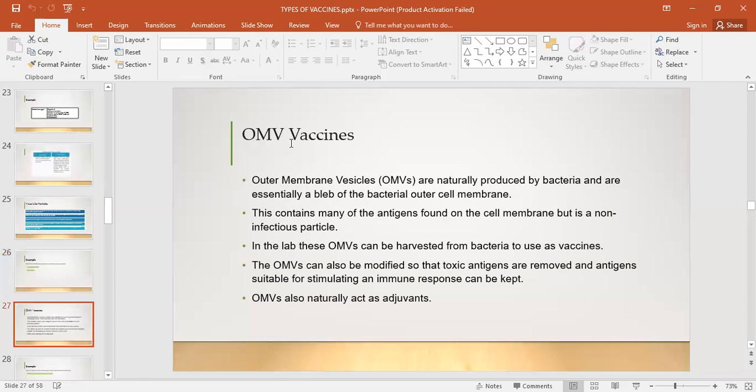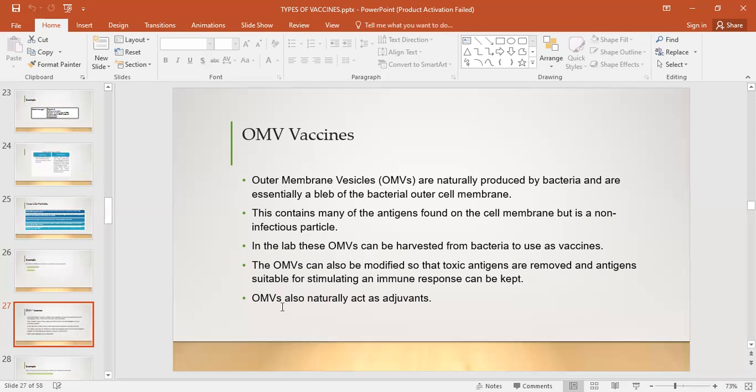Outer membrane vesicles. Outer membrane vesicles are naturally produced by bacteria and are essentially a blob of the bacterial outer cell membrane. This contains many of the antigens found on the cell membrane but is a non-infectious particle. In the lab, these outer membrane vesicles can be harvested from bacteria to use as a vaccine. The outer membrane vesicles can also be modified so that toxic antigens are removed and antigens suitable for stimulating an immune response can be kept.